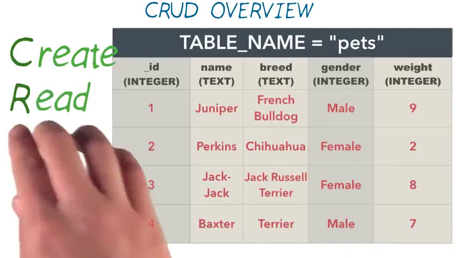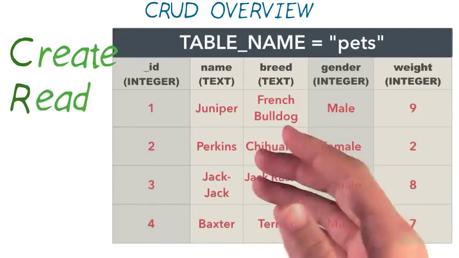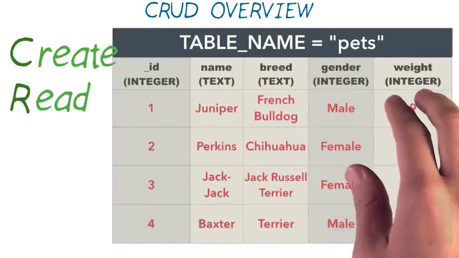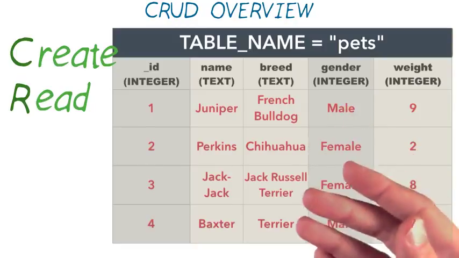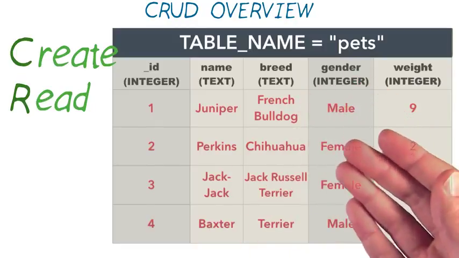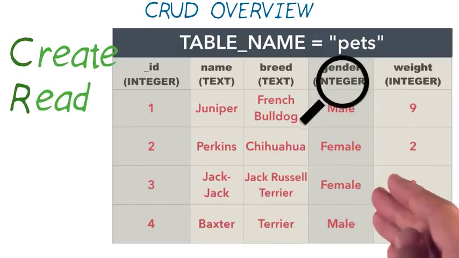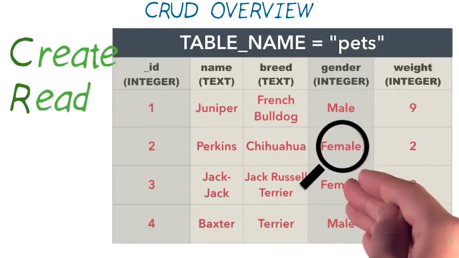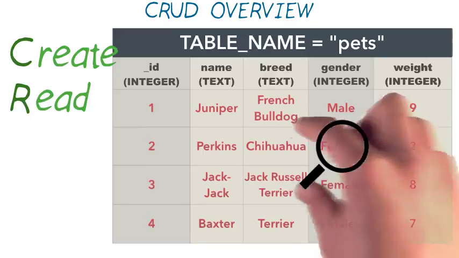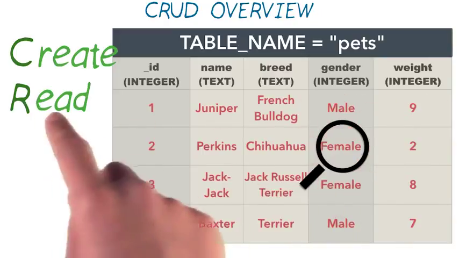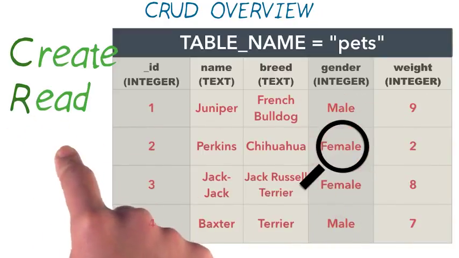So next up is the read action. So say the table has filled up with quite a few pets, and a client comes in, wanting to know if there are female pets in the shelter. Well, we can sort the column gender, and then just search for the female pets. So selecting the rows that we want with the information that we want is considered a read action.